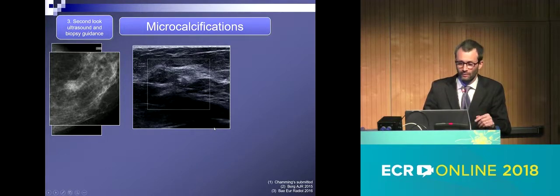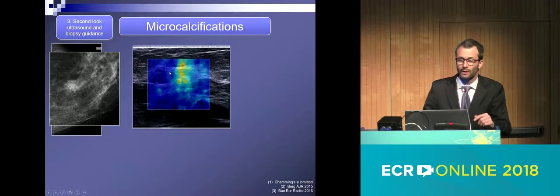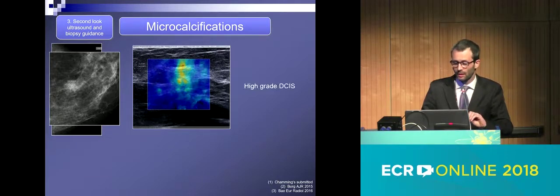But if you do shear-wave elastography, and in this case we did that, you can find that there is a real stiffness area here. So there is something abnormal here, and it confirms that the calcification are here. We did core needle biopsy of this area, and we found that it was DCIS.